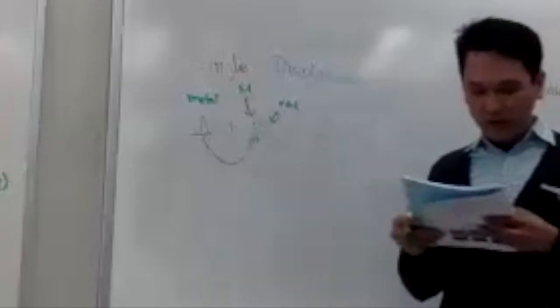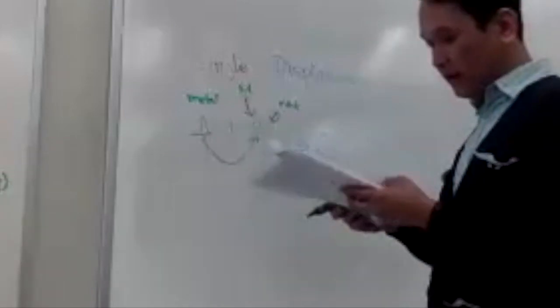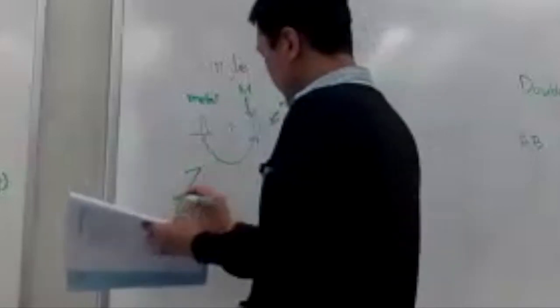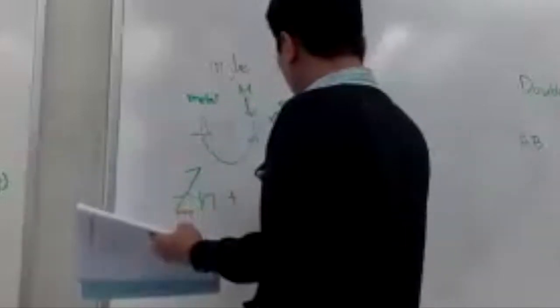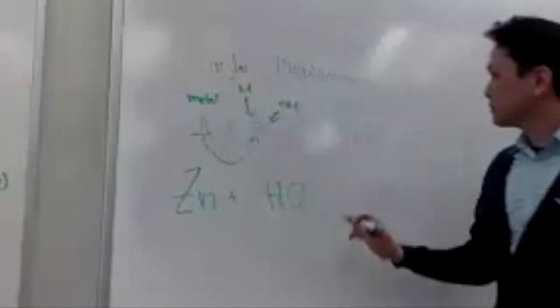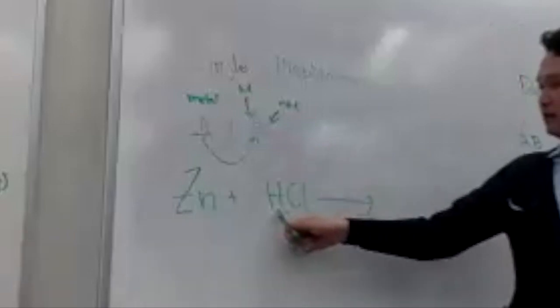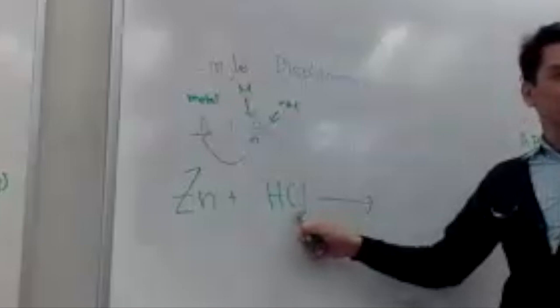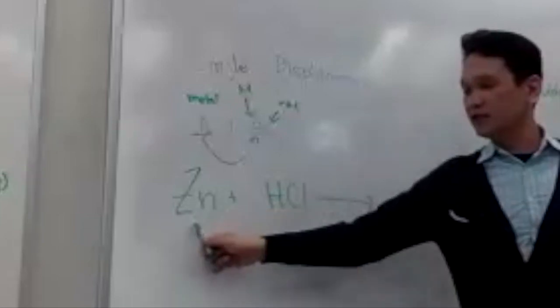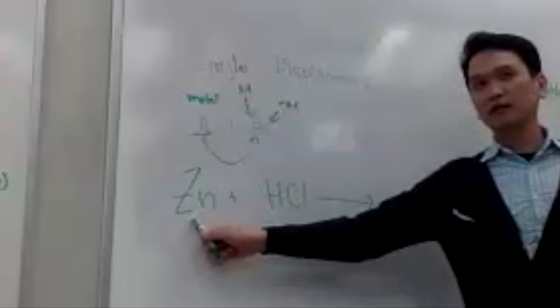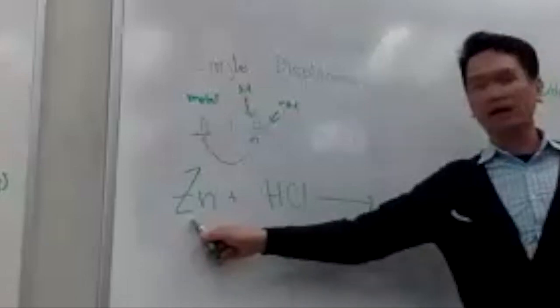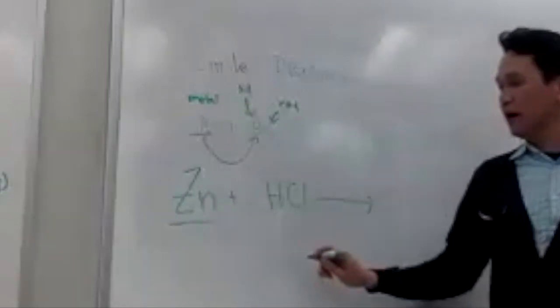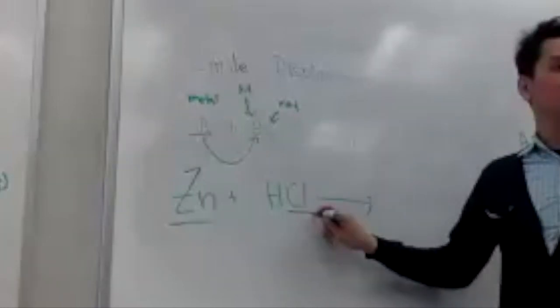Okay, so for example, here we have zinc plus HCl. So what is your cation here? It's the hydrogen. What's your anion? It's the chloride, right? So zinc is your metal. So zinc, when it ionizes, becomes a cation. So cation will combine with anion.